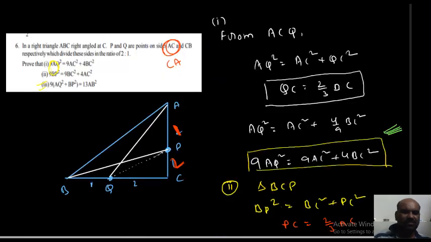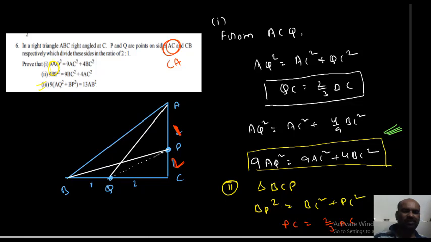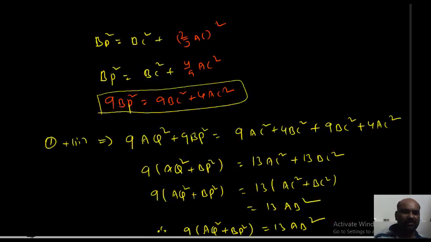So I want to see the diagram. AC square plus BC square means AB square in the right angle triangle. Yes, AB square I can write instead of this: 13 AB square. Therefore, I conclude 9 times AQ square plus BP square equal to 13 times AB square. Yes, this is the final result, 13 times AB square. Complete. Fine.